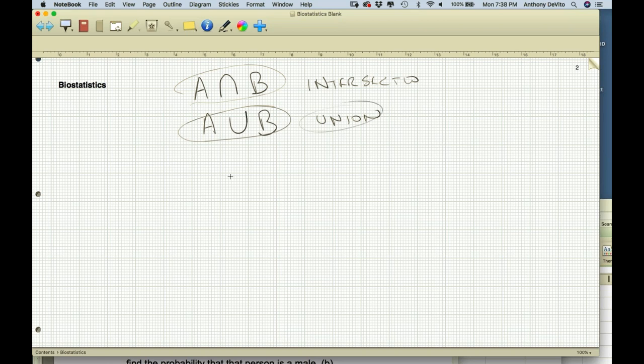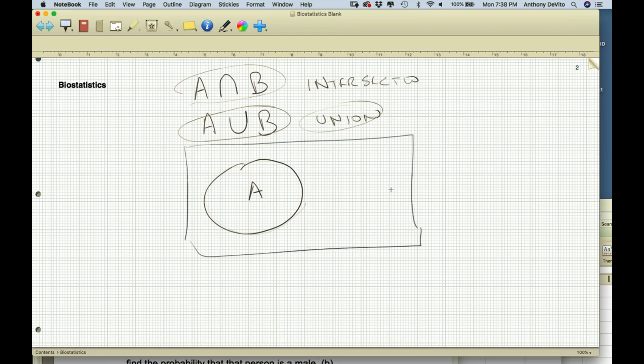So let's say I'm drawing something like this. This is A. This area in here represents A, and this is the rest of the universe here. This area represents B, and this area out here is not A, and is also not B, right? Because it doesn't contain A or B.